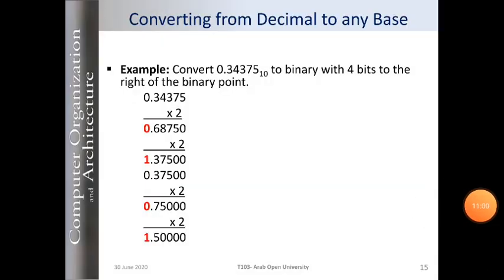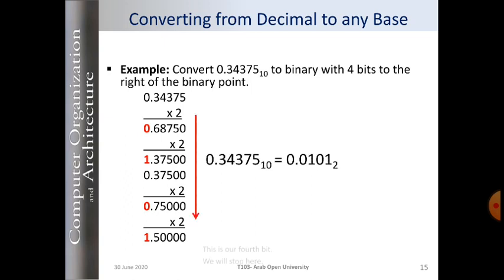Let's take another example. Convert the decimal number 0.34375 to binary with 4 bits to the right of the binary point. So we have the fractional part 0.34375. We multiply it by 2 because we want to convert it to binary. So the result is 0.68750. The integer part is 0.